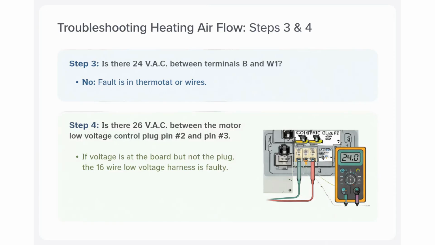If you don't have voltage at W2, check for 24 volts AC between B and W1. If voltage is missing here, the fault is likely in the thermostat or its wiring. If voltage is present at the board, move to step 4 and check for 24 volts AC directly at the motor's low voltage control plug, specifically between pin 2 and the common pin 3. If you have voltage at the board but not at the motor plug, your 16-wire low voltage harness is faulty and needs repair or replacement.